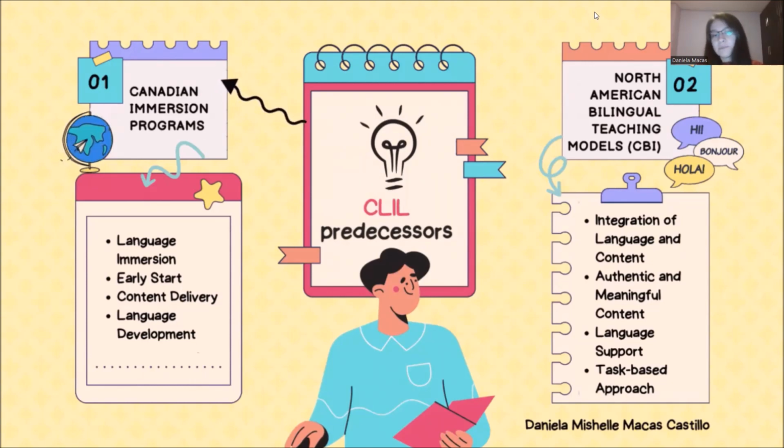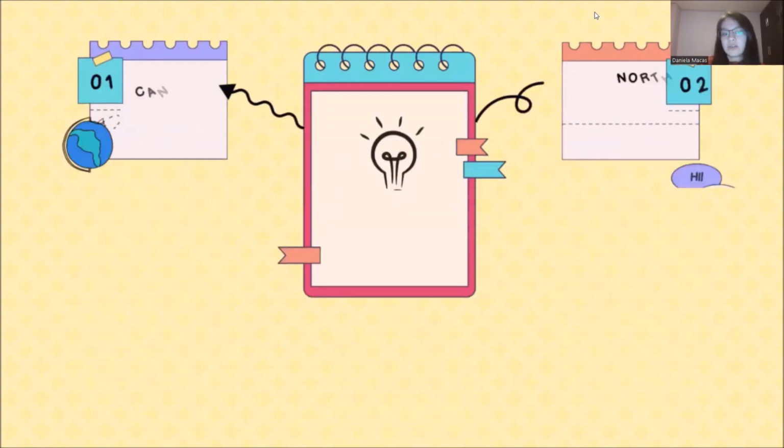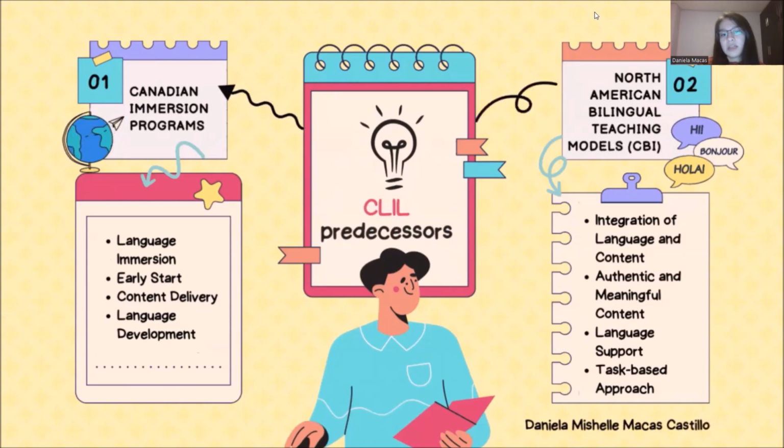Now, the second predecessor is North American bilingual teaching models, such as content-based instruction. First of all, it's important to mention that bilingual education programs aim to develop proficiency in both the student's native language and a second language. These programs vary in their instructional models, but they generally involve teaching academic subjects in both languages to support language development and content knowledge. Content-based instruction involves academic subjects using the target language as a medium of instruction too.